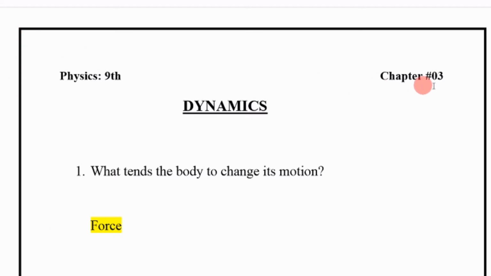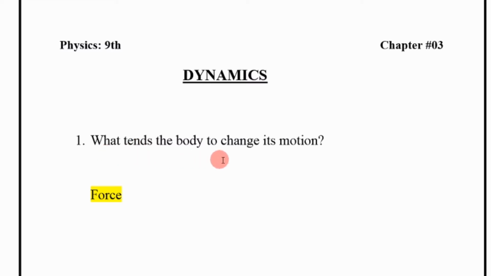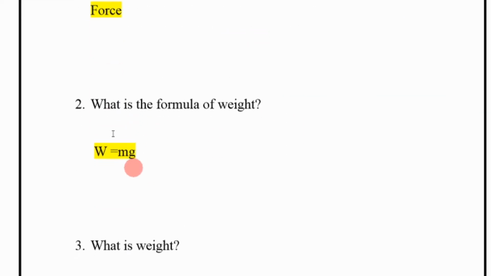Physics ninth, chapter number 3, dynamics. First, what tends the body to change its motion? Force. Next, what is the formula of weight? W is equal to mg.